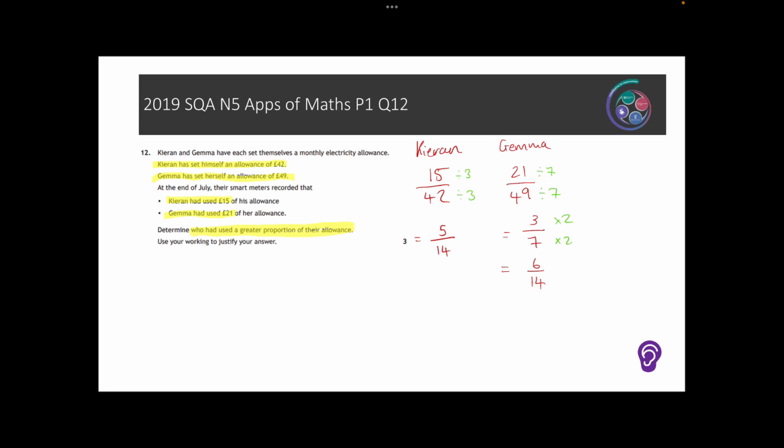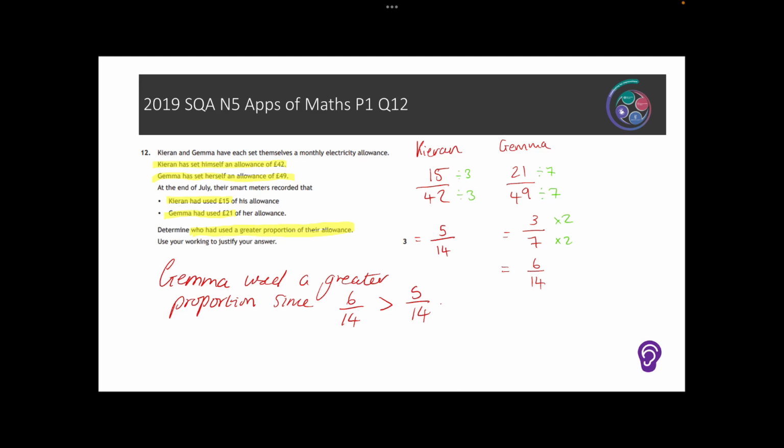Determine who had used a greater proportion of their allowance. So since Gemma's fraction is higher, then it's going to be Gemma. So I'm just going to make a statement. So Gemma used a greater proportion since 6/14 is greater than 5/14. And I've just used my inequality symbol there. You could write the words greater than.